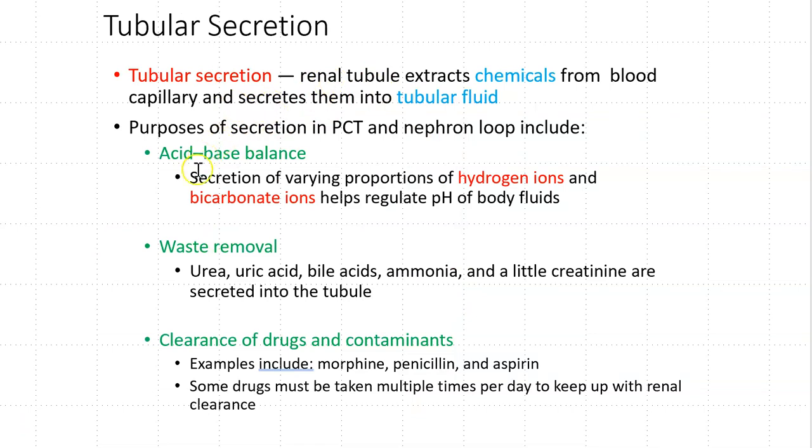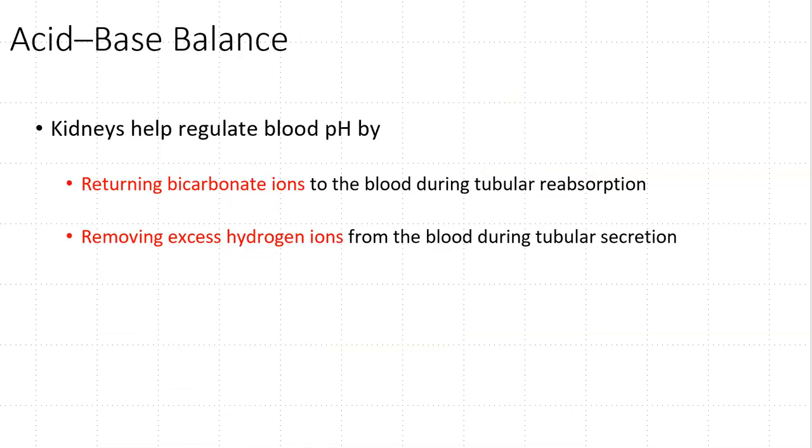So tubular secretion is the last stage. It's mainly involved in maintaining acid-base balance, waste removal, and clearance of drug contaminants. Okay, so the acid-base balance is an important function of the kidney, and it is done by returning bicarbonate ions to the blood and by helping removal of excessive ions from the bloodstream.